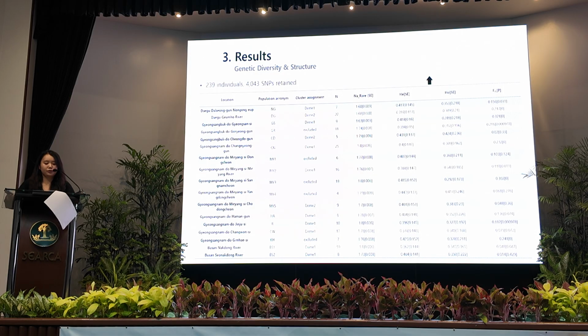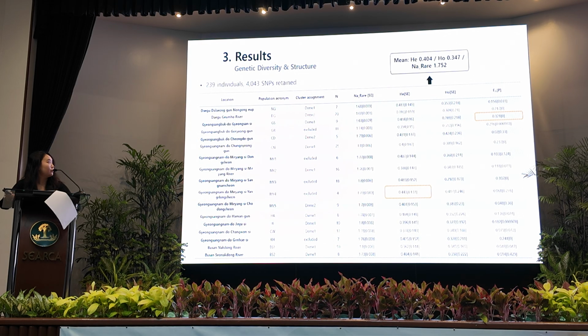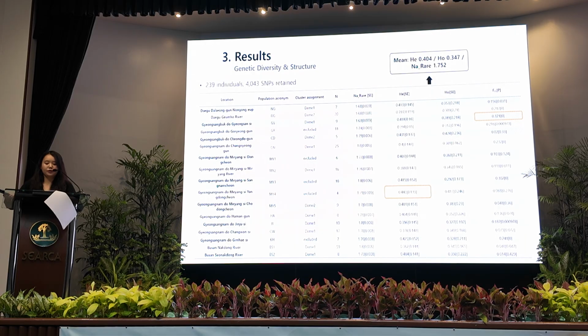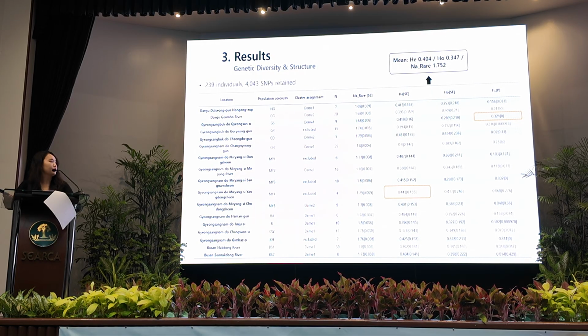This is the result of genetic diversity estimation. After quality filtering, I used over 4,000 SNPs for 239 individuals. Overall, the genetic diversity is rather high, which is surprising for invasive species commonly experiencing genetic diversity loss. The mean expected heterozygosity was about 0.4, and mean allelic richness is 1.7. Genetic diversity varied across regional populations, as you can see in the table here.